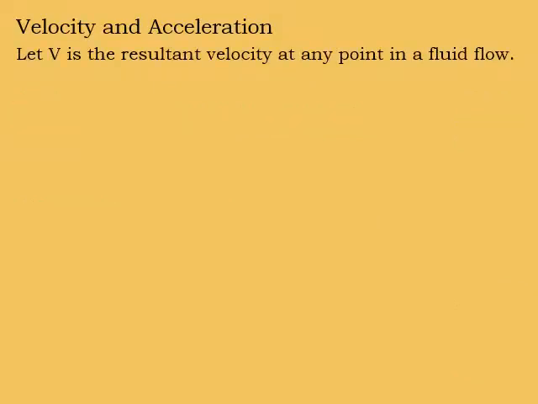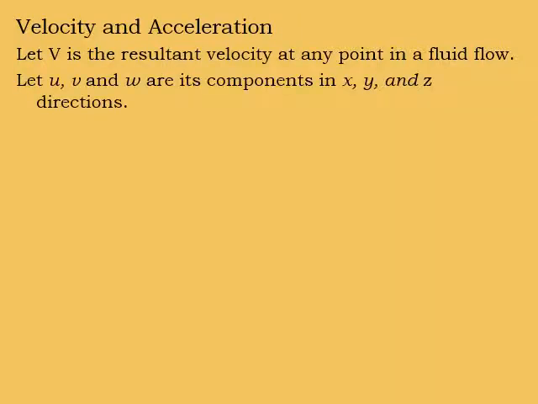So next, what is velocity and acceleration? Let V be the resultant velocity at any point in a fluid flow. Let u, v and w be its components in x, y and z directions. That means u, v, w are the velocity components in x, y and z directions. That is, all three coordinates are taken into consideration here.